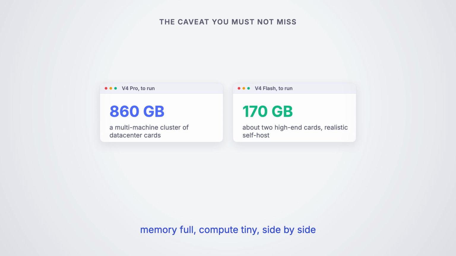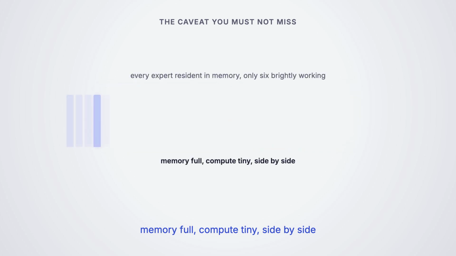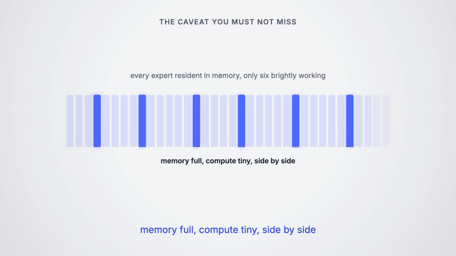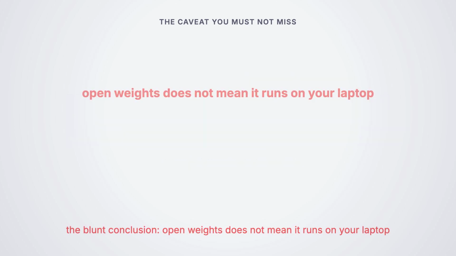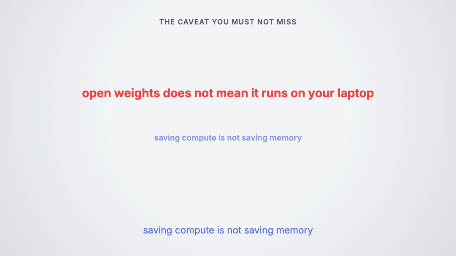realistic self-host target. So picture the full corridor of doors all flickering faintly on at once, every expert resident in memory, while only 6 are brightly working. Memory full, compute tiny, side by side. The blunt conclusion: open weights does not mean it runs on your laptop. The tricks that kept a trillion parameter model trainable, special connection and optimizer methods, sit in the margin. Saving compute is not saving memory.